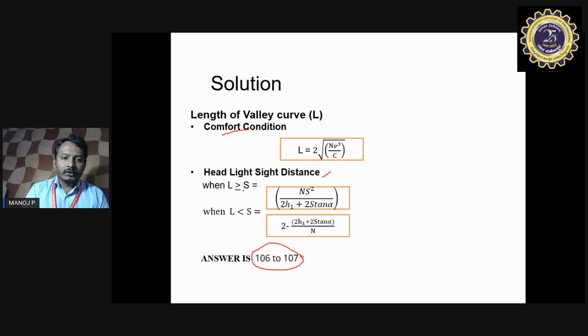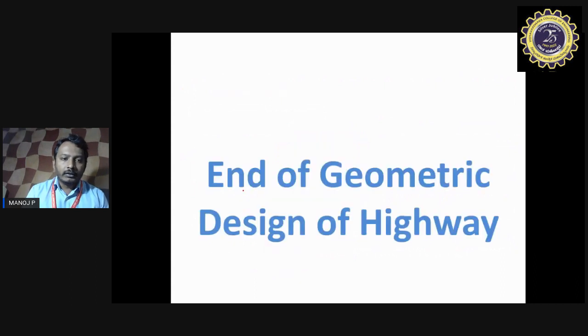This question was discussed. So this is the end of the geometric design of highway. In the next class, we shall discuss railway engineering as well as airport engineering and traffic engineering. Last part, this is something with respect to highway engineering. Next, we'll discuss railway, airport engineering and traffic engineering.